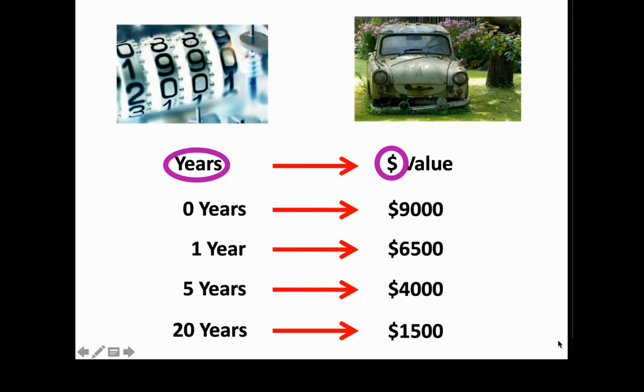So the number of years, the age of the car, determines the value of the car. And of course, cars can be different depending on the car and everything else, but the value depends on how old it is.